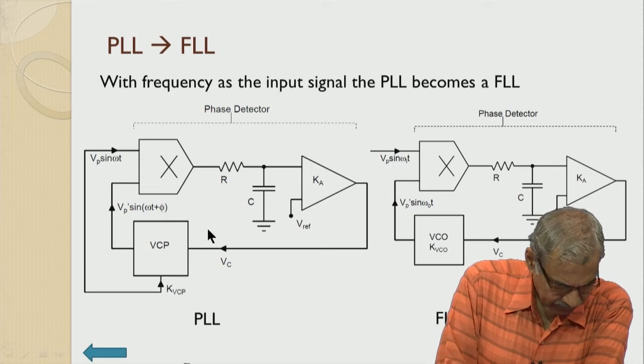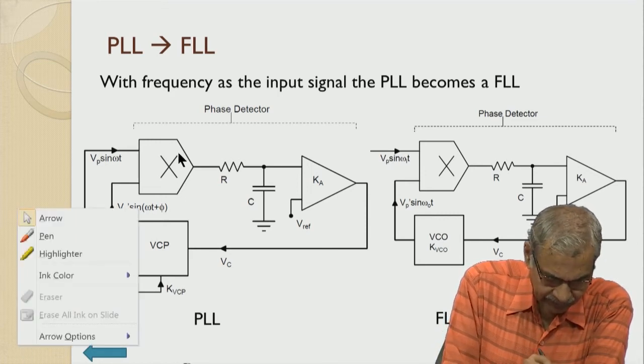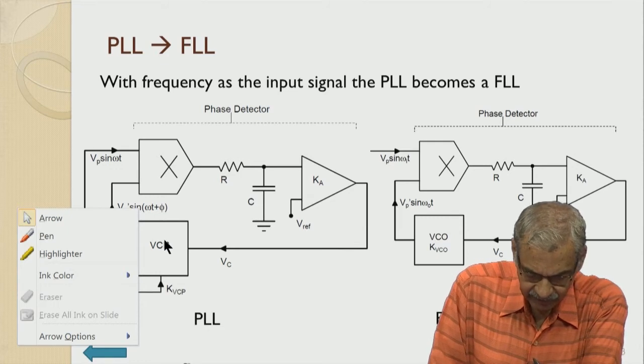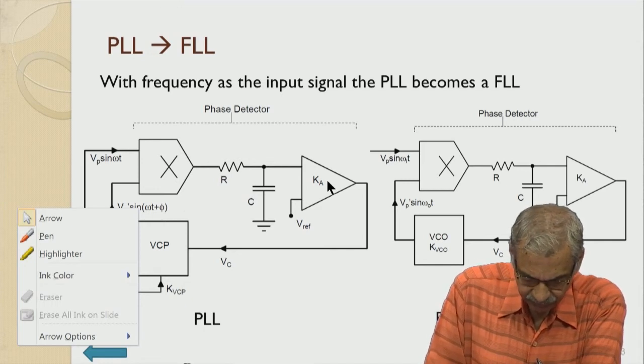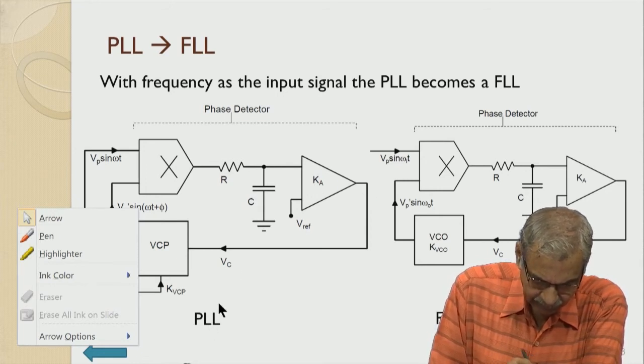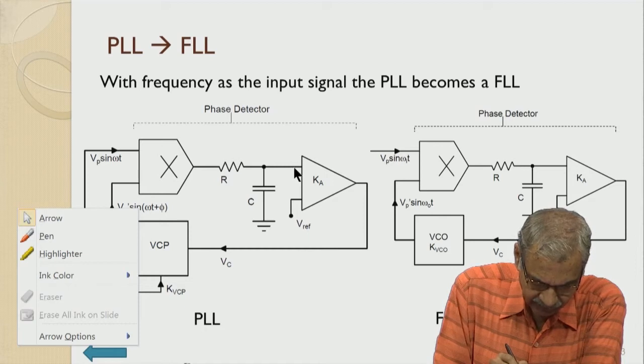So, as I already explained, what is common to both these loops is the phase detector, which at present we are using as the multiplier low pass filter configuration for the phase detection. And if you want to increase the loop gain, you can put an amplifier with Ka as the gain, and it is compared with the V reference here, and that error is amplified. So, ultimately, just like any other control loop, integral, proportional, PID control, the steady state error comes to 0 if the loop gain is very large. That means this voltage sets itself to V reference.